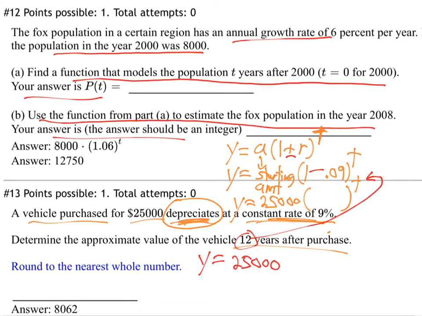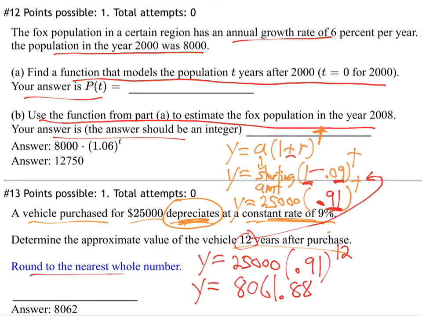So this would actually become 0.91, right? $1, take away 9 cents is 91 cents. So 0.91 to the t. t is 12 years. And so there we go. Hit the buttons on your calculator. And I'm getting 8061.88. Round to the nearest whole number. So we will say 8062. So your car drops from $25,000 value to only a little over $8,000 12 years later. So that's what happens to cars.